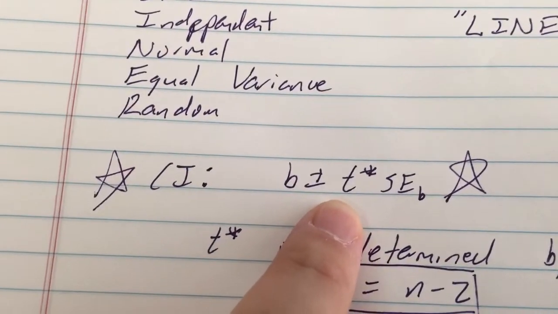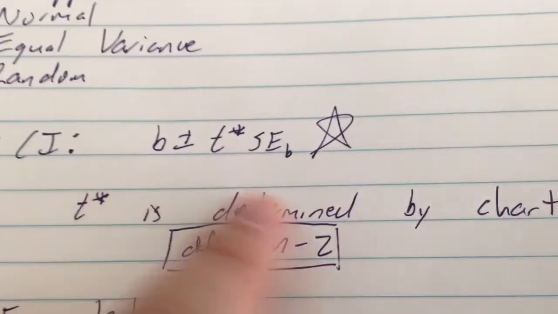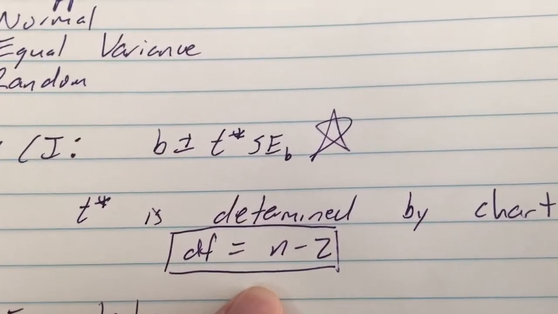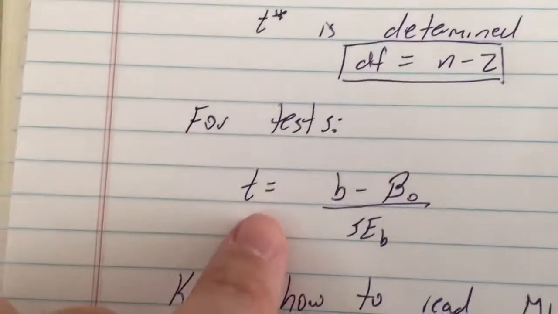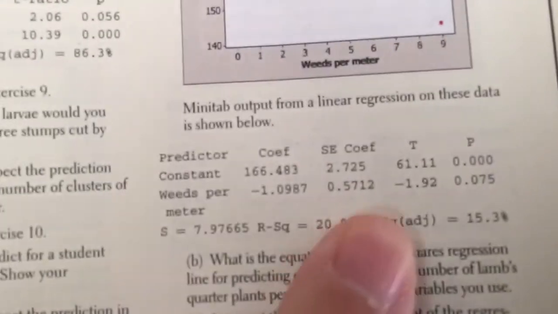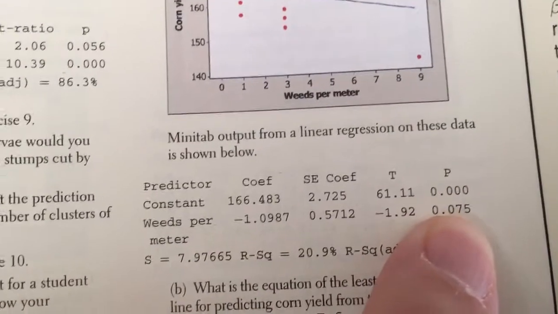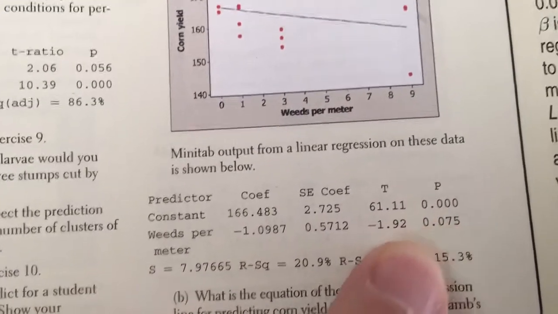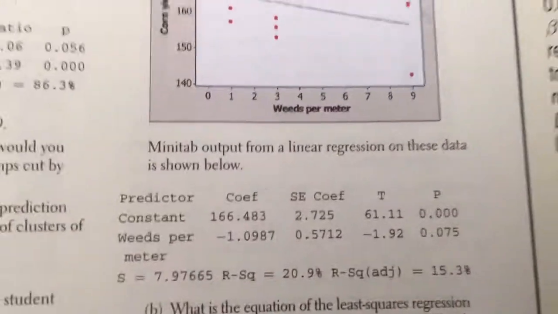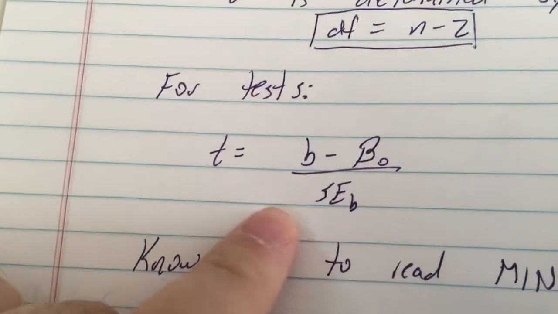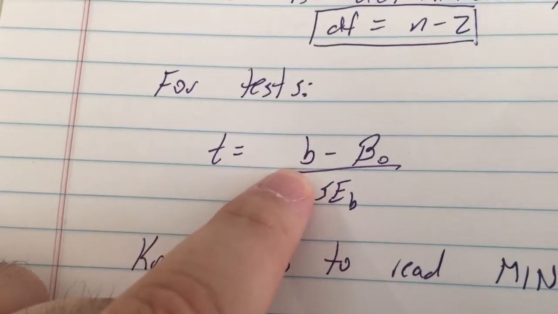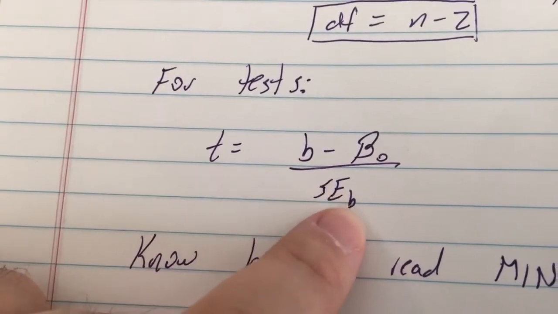this t. All right, this t comes from the chart, and we said you use degrees of freedom of n minus 2. But this t is always this t. And this p right here, this p-value, is the p-value that goes with this t-score. So looking at this formula again, b minus beta over standard error.